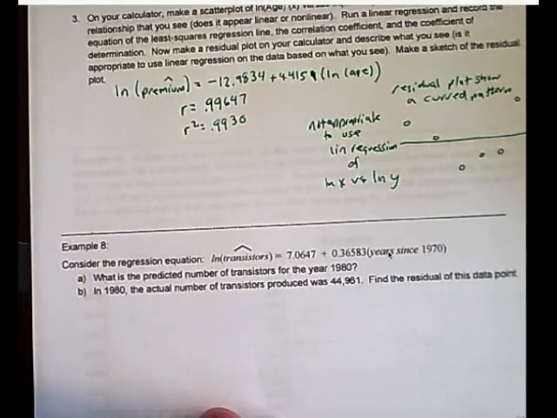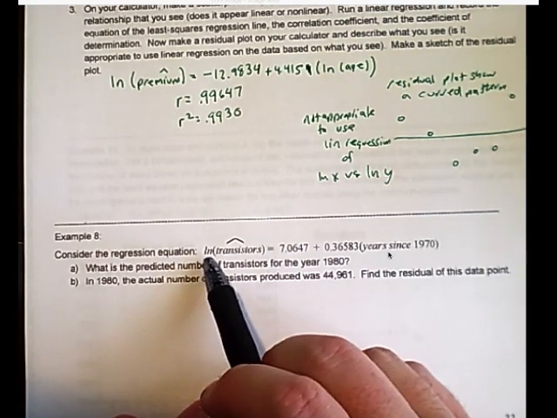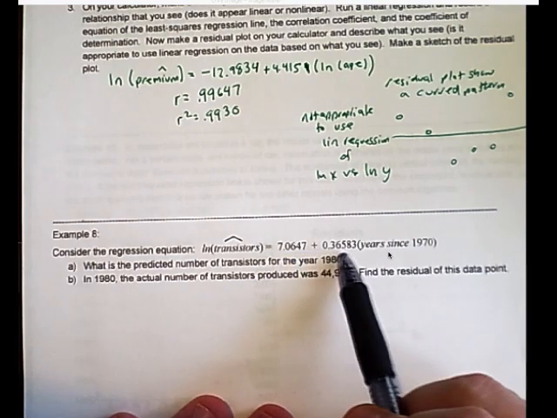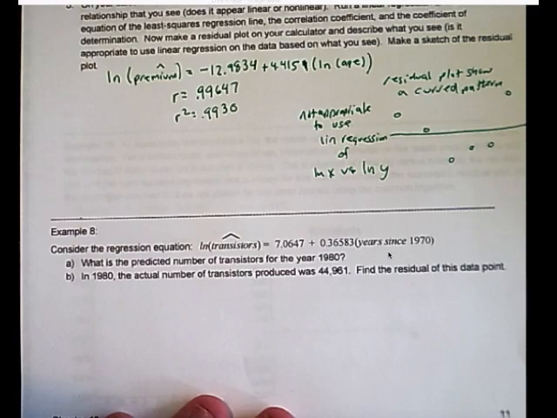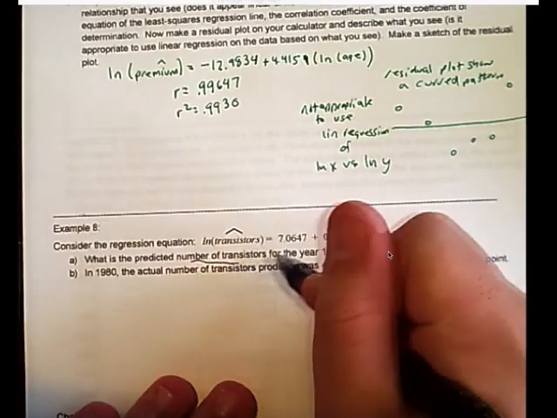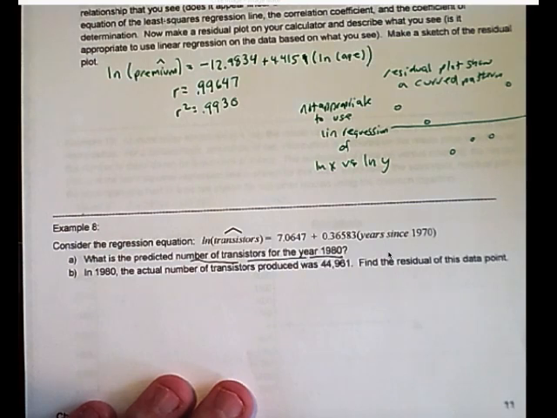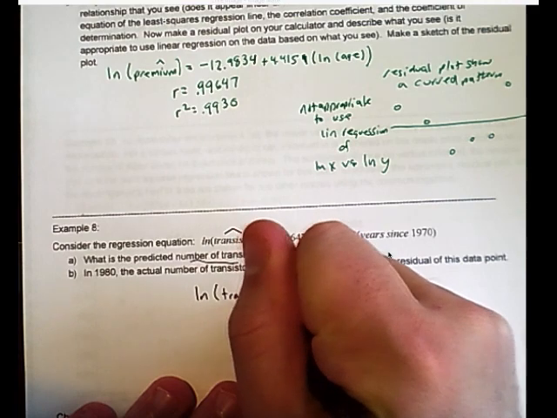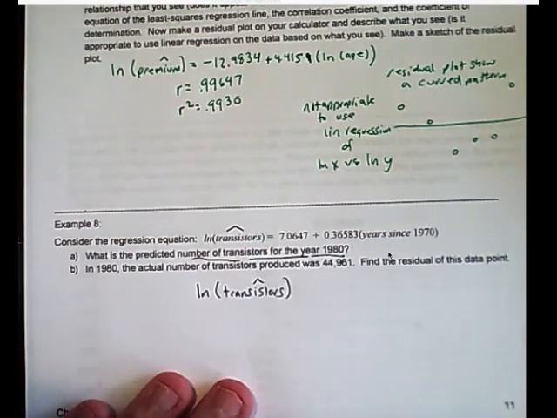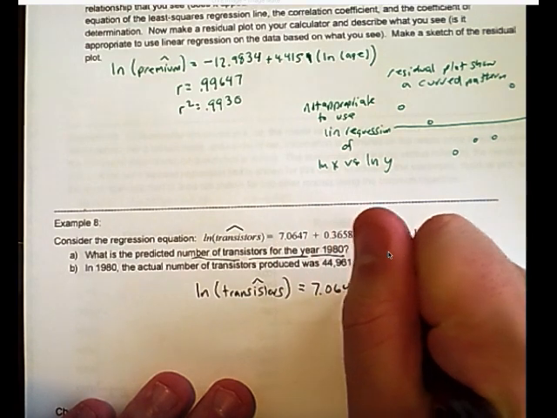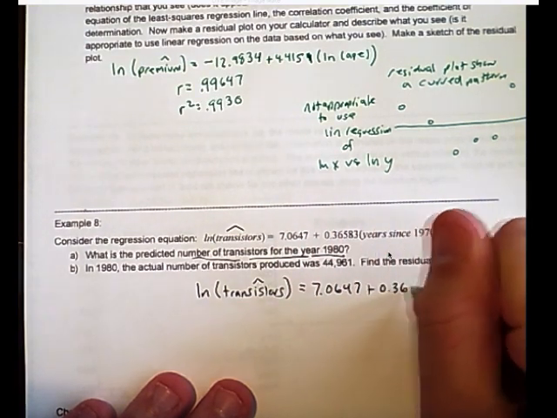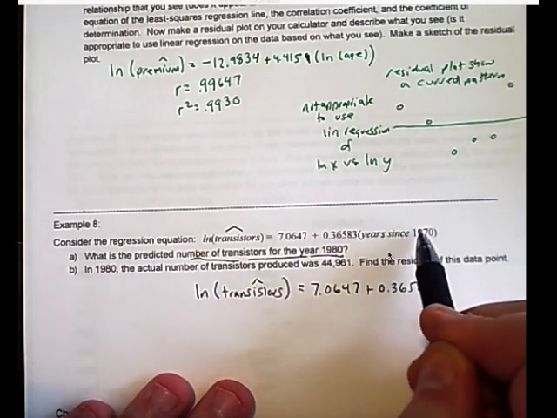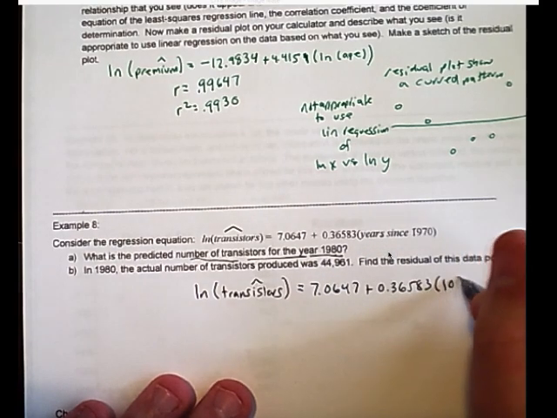Example 8, it says, consider the regression equation. The natural log of predicted transistors equals 7.0647 plus yada yada yada times the year since 1970. It says, what is the predicted number of transistors for the year 1980? Okay, so let's just go through the algebra here. We're trying to find that predicted transistors, so 7.0647 plus 0.36583. Now in 1980, how many years would it have been since 1970? Well, if we subtract these, it would just be 10.